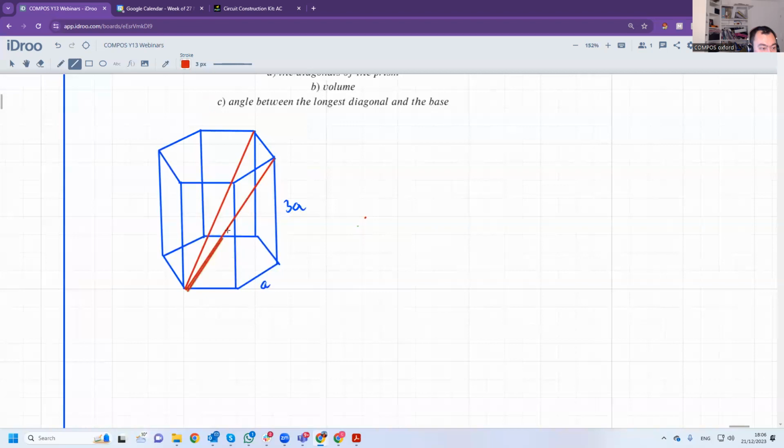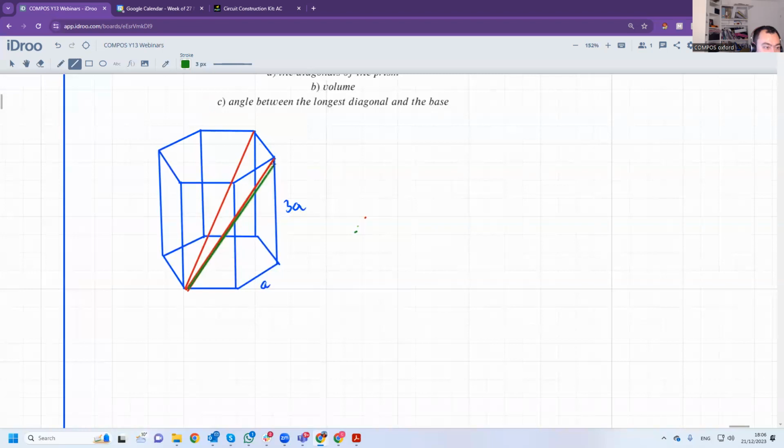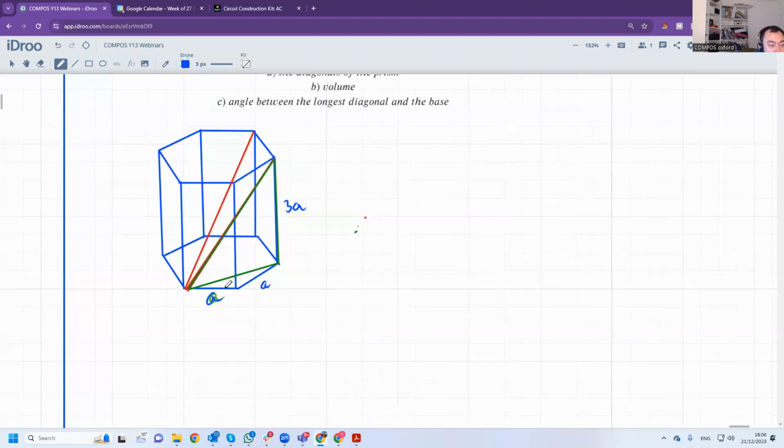So we want to find this side. Let's do it in green. So this side, we know that this side is equal to 3A. We need to find this side. And well, to find this side, there's different things we can use. Well, this is A as well. And let's label it. So A, B, C. AB we can find using the cosine rule.